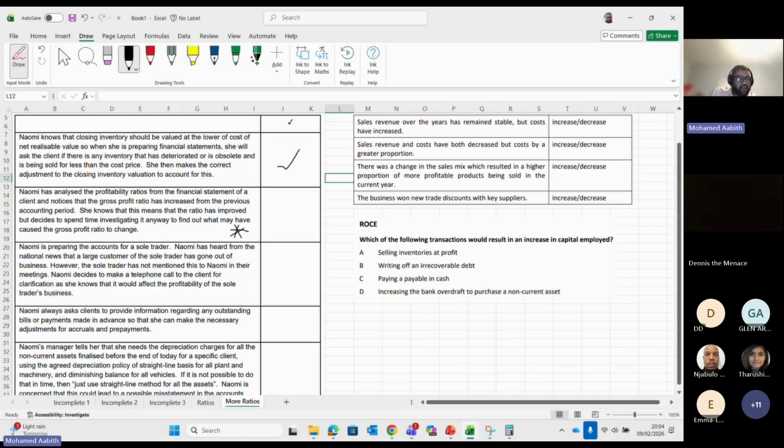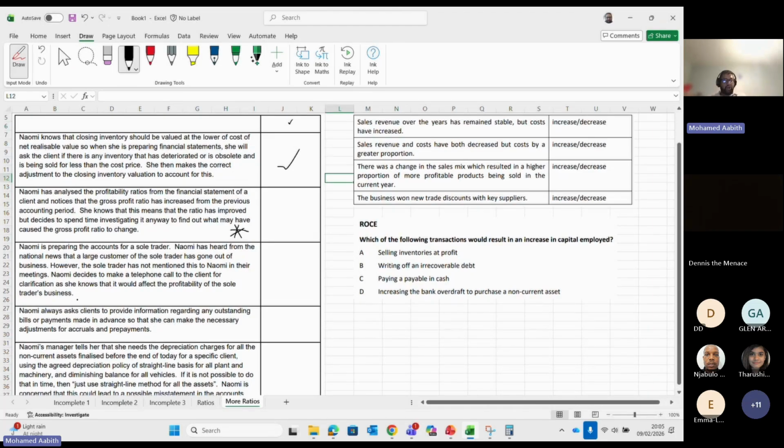Naomi is preparing the accounts for a sole trader. Naomi has heard from the national news that a large customer of the sole trader has gone out of business. However, the sole trader has not mentioned this to Naomi in their meetings. Naomi decided to make a telephone call to the client for clarification, as she knows that it would affect the profitability of the sole trader business.